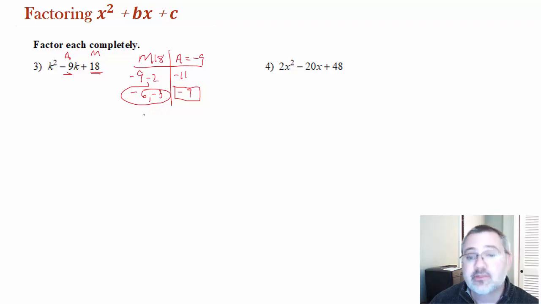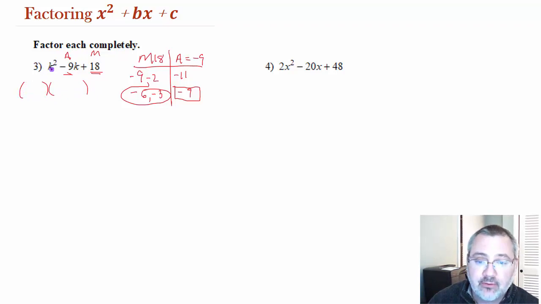The rest from here is pretty quick. We need two groups. And we put our variable first, but not k squared, we put k. Because in order to get that k squared there, we have to multiply k times k when we FOIL out. And then we take our two numbers right here, negative 6 and negative 3, and we plug those in. So k minus 6 and k minus 3.